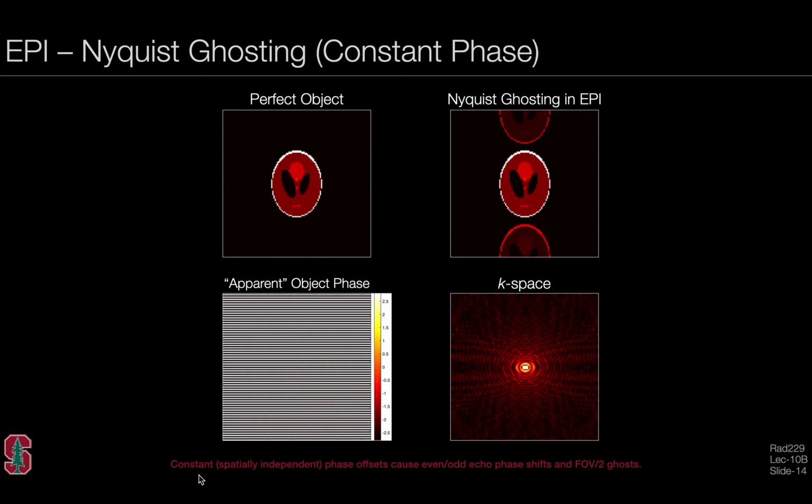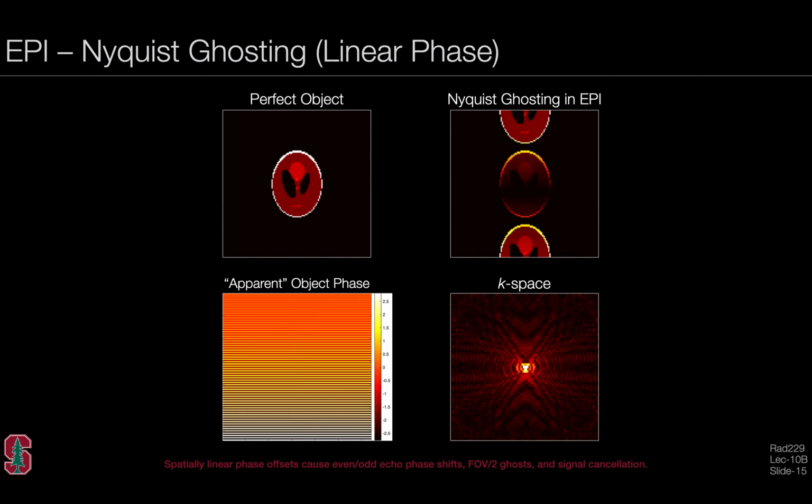So these constant, that is spatially independent, phase offsets can cause even and odd echo phase shifts that lead to field of view over 2 ghosts. And generally what you'll notice is that the ghost is relatively lower in magnitude compared to the object itself, but otherwise the appearance of the alias part of the object is relatively uniform or well matched to the object's appearance itself. And that's in distinction to Nyquist ghosting that can occur with a linear phase.